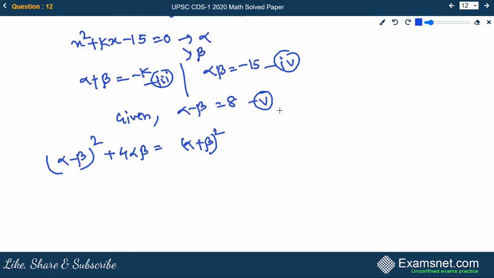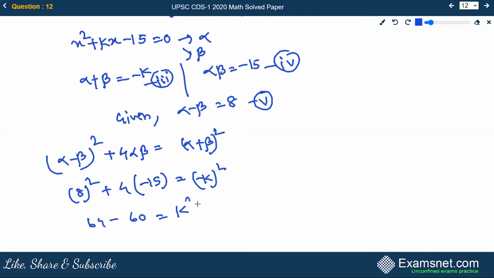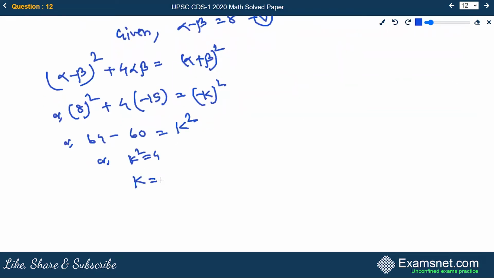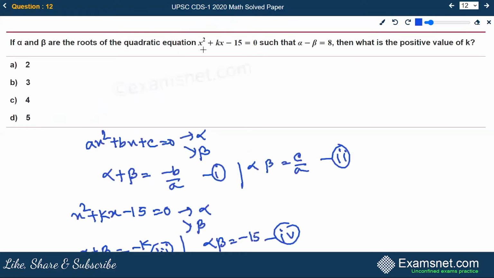Let's name these 3, 4, 5. So from 3, 4, 5, we will put all those values. 8 whole square plus 4 times minus 15 equals to minus k whole square. 64 minus 60, this is k square. So the value of k square is 4. Since we are required to find the positive value of k, so k is 2, the square root of 4, that will give us positive 2. Here option A is the correct answer.